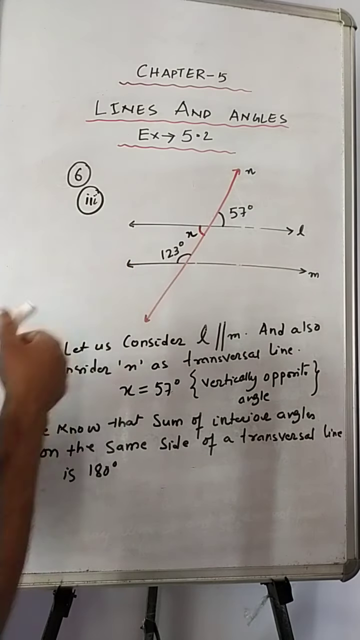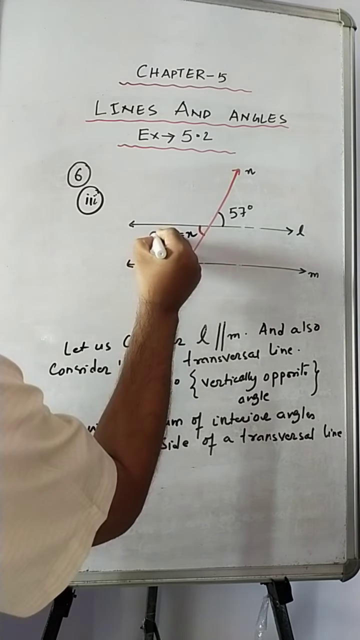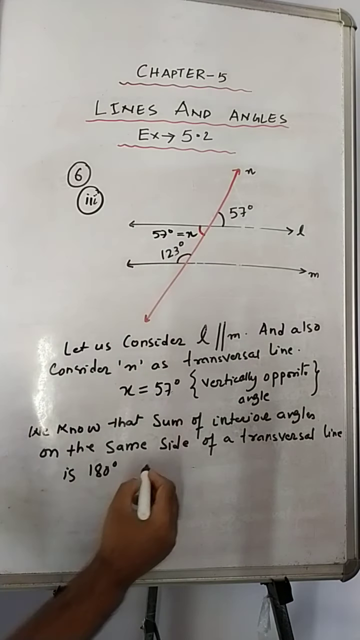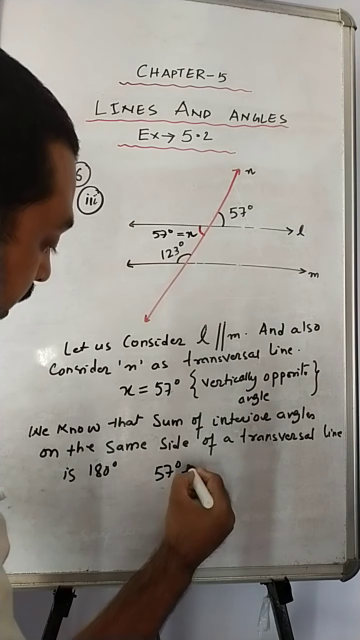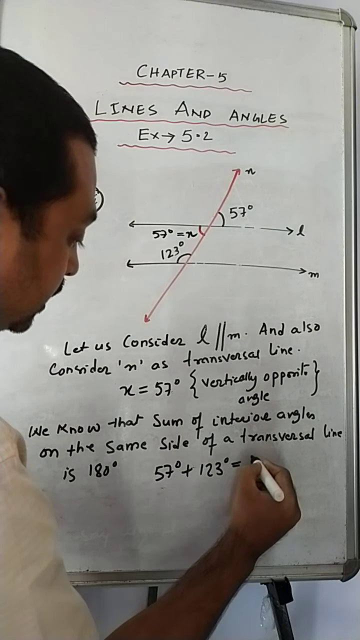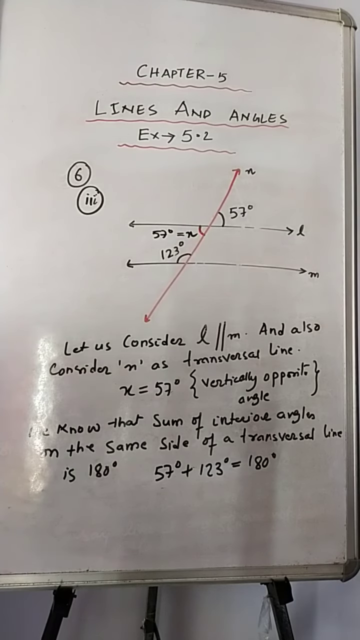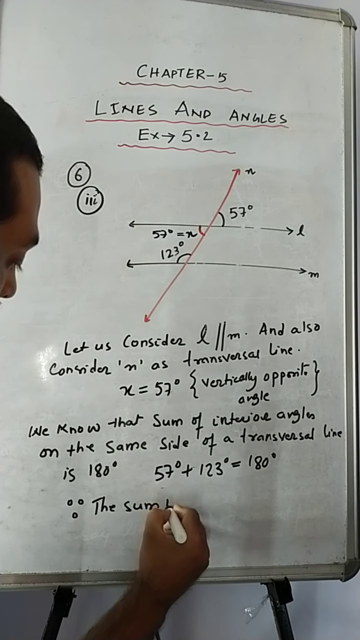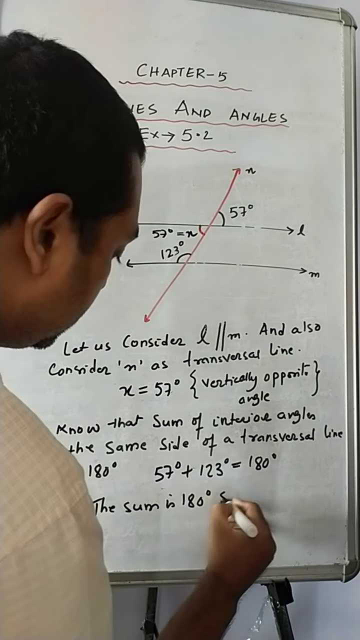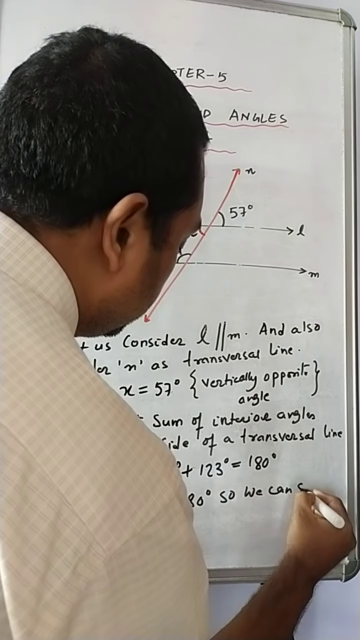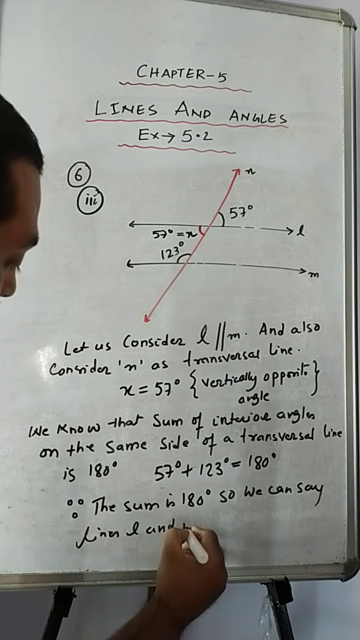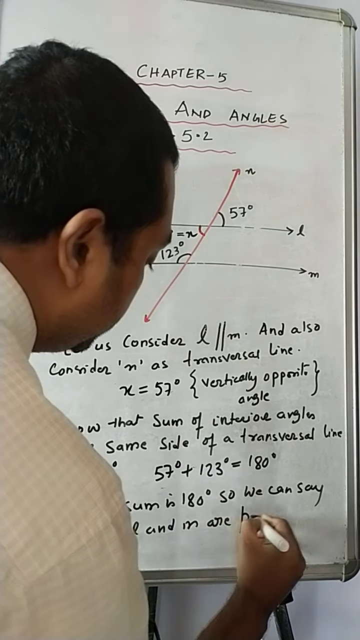Now as we already know, what is the value of x? What is the value of x? 57 degrees. So we have to see whether the sum is coming 180 degrees or not. So that means 57 degrees plus 123 degrees, and this time we are getting 180 degrees, isn't it? We are getting 180 degrees. So we'll write, since the sum is 180 degrees, we can say lines L and M are parallel to each other.